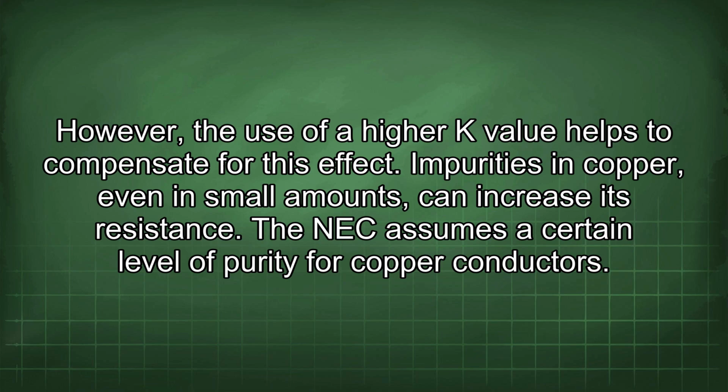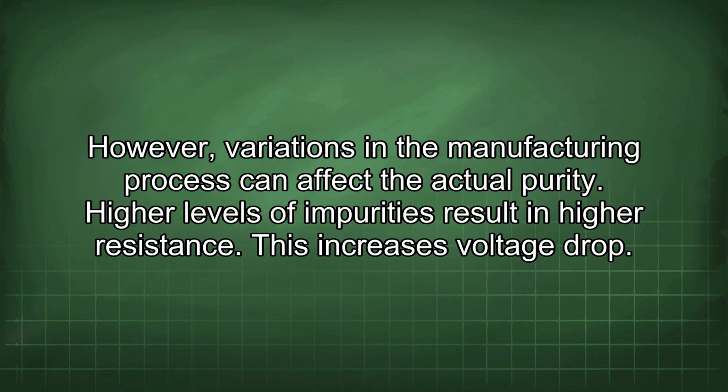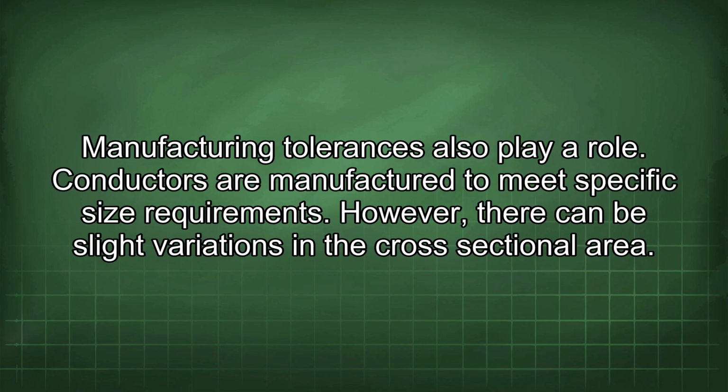Impurities in copper, even in small amounts, can increase its resistance. The NEC assumes a certain level of purity for copper conductors. However, variations in the manufacturing process can affect the actual purity. Higher levels of impurities result in higher resistance. This increases voltage drop. Manufacturing tolerances also play a role.